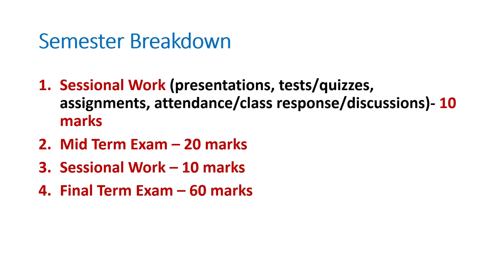And after having done with all these 1, 2 and 3, there will be the final term exam, which will be of 60 marks. So it means that the final term exam has the weightage of 60%, whereas midterm is 20%, and sessional work will be overall 20%. So 20 plus 20 plus 60 is equal to 100. Now this is how your semester breakdown is in front of you. I have told you this because you should know how it is going to work. There can be changes if the university tells us, but this is a general semester breakdown in ADP. All right.